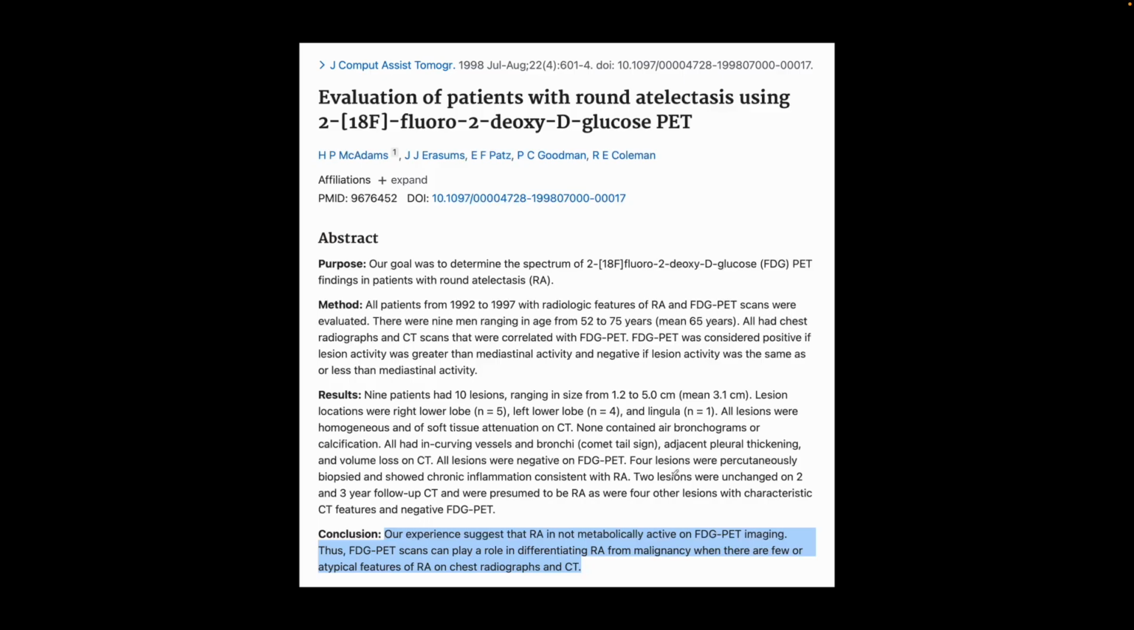All right, so this is an article that talks about the role of FDG PET CT in patients with rounded atelectasis, and they summarize by saying that in their experience, rounded atelectasis is not metabolically active on FDG PET, and so FDG PET scans can play a role in differentiating rounded atelectasis from malignancy when there are few or atypical features of rounded atelectasis on chest radiographs and CTs.